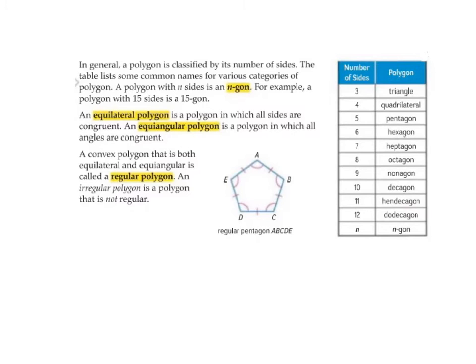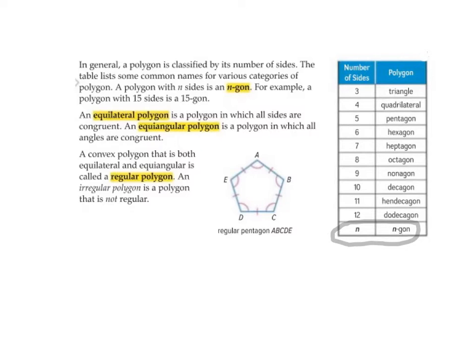Before we move on to any of the examples and questions, here's a list of all the different names of the most regular polygons that you are going to be using. The three-sided, a triangle, all the way through to a dodecagon, a 12-sided. But anything above that is called an n-gon. So if you've got a 13-sided figure, you just call it a 13-gon, or a 14-gon, or a 50 billion-gon.